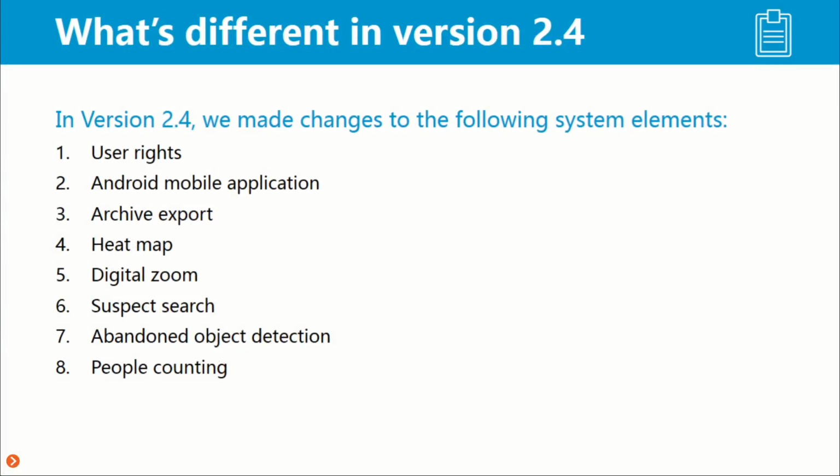This is a brief agenda. What is new in our new 2.4 version? To be more precise, today we're going to talk about user rights changes, Android mobile application, archive export has been improved, Heatmap and digital zoom were also updated. Suspect search, abandoned object detection has changed the algorithm and now it works more accurately, and people counting has been improved as well since the last version.